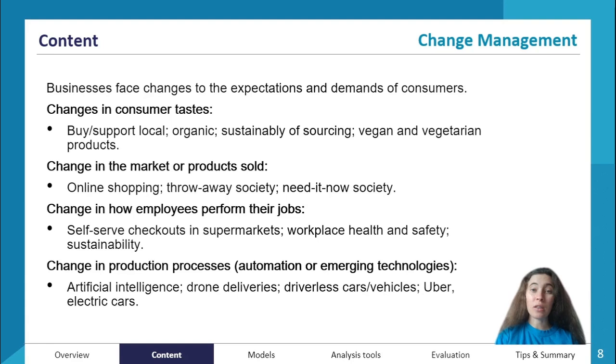And businesses need to think about how those trends are going to impact their operations. So, for example, if you've got a restaurant, then maybe they need to think about having vegan and vegetarian products on their menu and supporting local suppliers. They may need to allow people to order their meal online and potentially get it delivered via Uber Eats or an equivalent of that. So you can see how all of these different things can come together to have a big impact on the way a business operates.